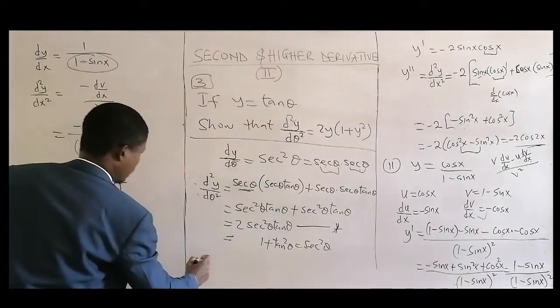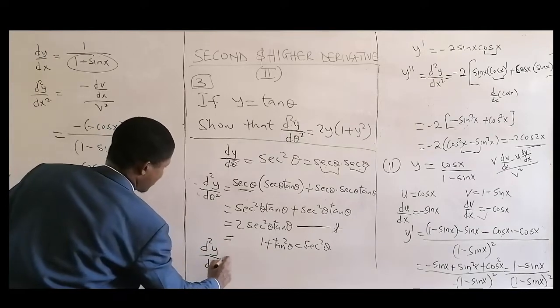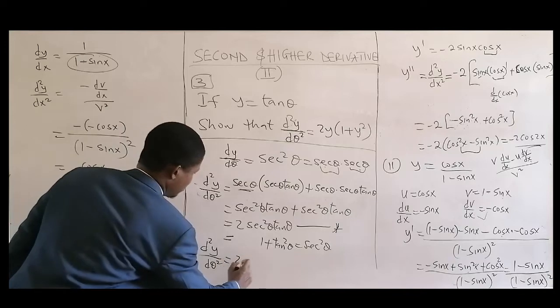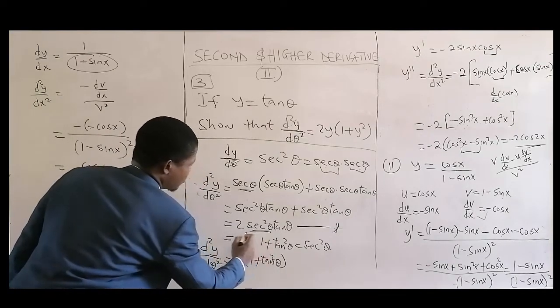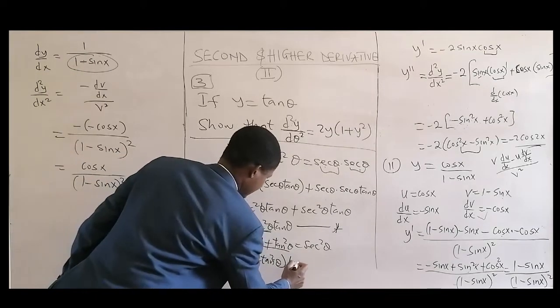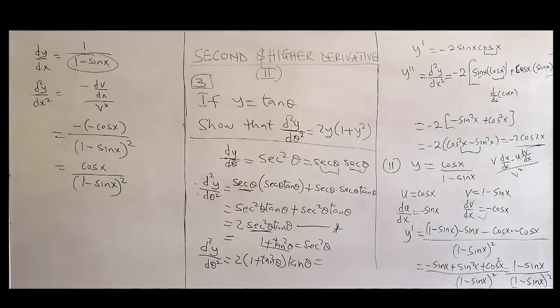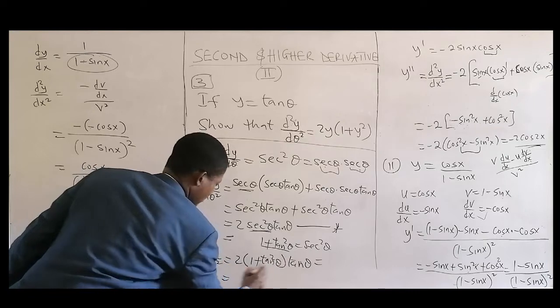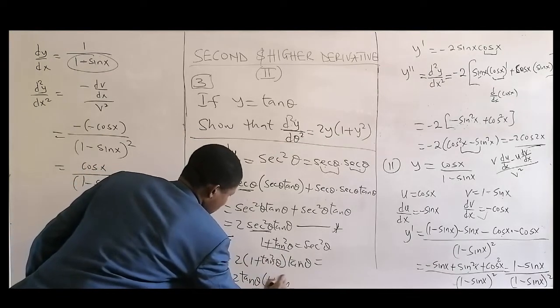We plug that in. So we now have d squared y by d theta squared is equal to 2 sec squared theta tan theta. I'm making a substitution for sec squared theta, which is equal to what? 1 plus tan squared theta, and then tan theta. Then finally, what I need to do now is to write this one, 2 times this one, that will be 2 tan theta into bracket 1 plus tan squared theta.